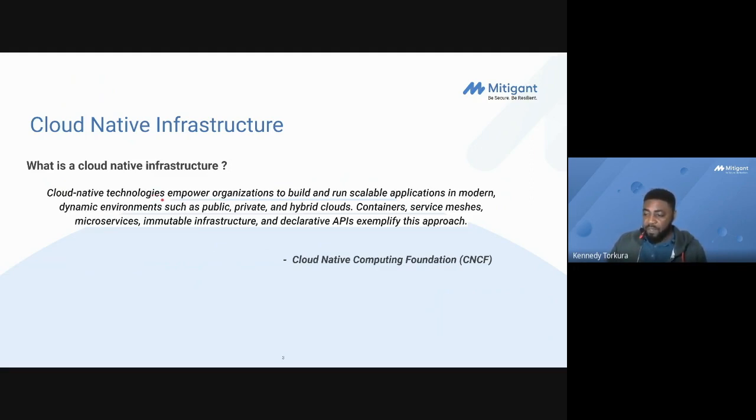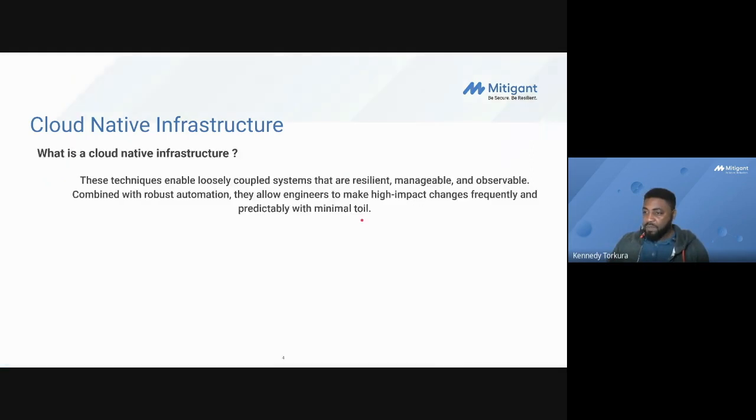They say cloud native technologies empower organizations to build and run scalable applications in modern dynamic environments, such as public, private, and hybrid clouds. Containers, service meshes, microservices, immutable infrastructure, and declarative APIs exemplify this approach. You'll observe that the last sentence in this description actually talks about infrastructure, right? Talking about the building blocks for cloud native infrastructure. Let's go to the other part of this. It's a two-part description, by the way.